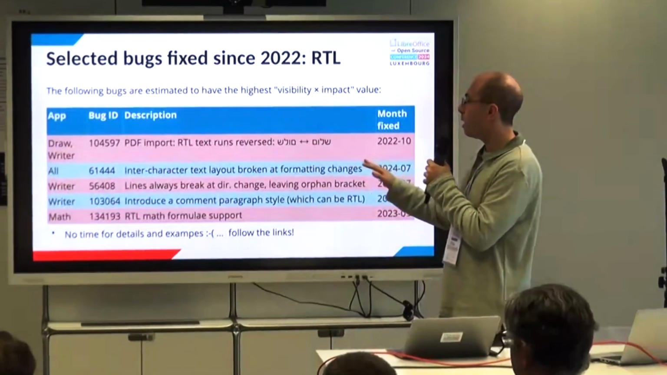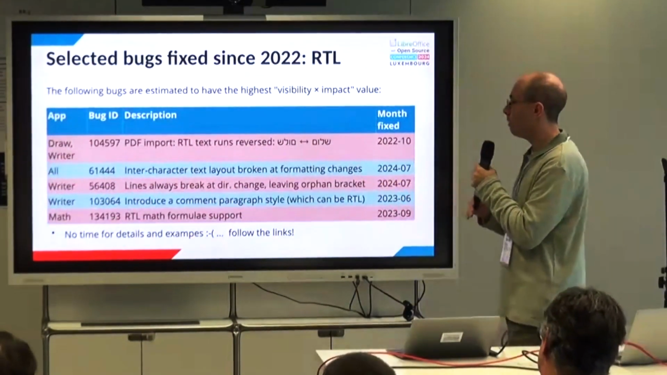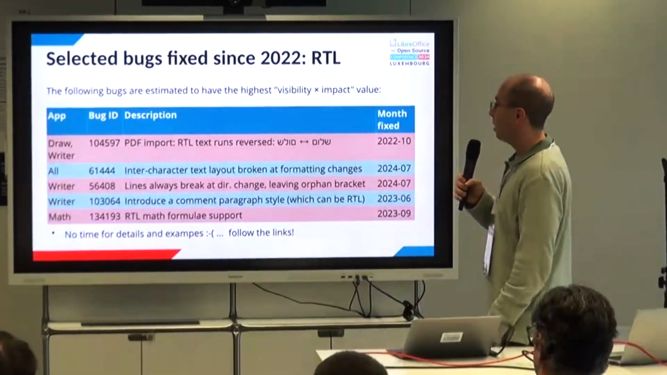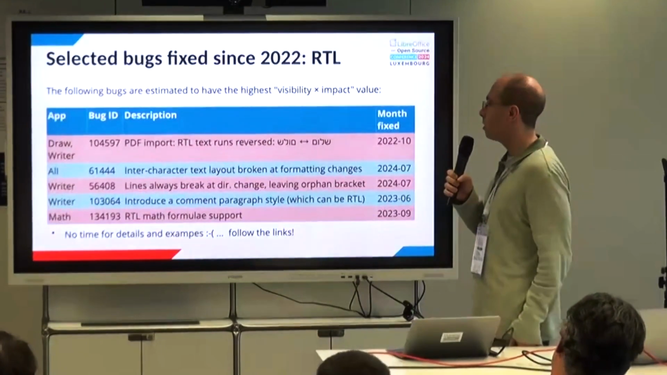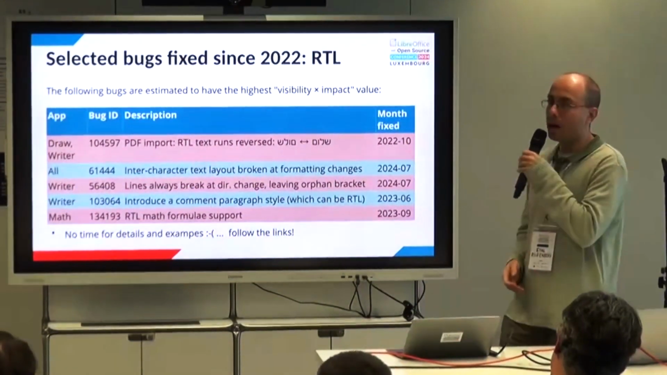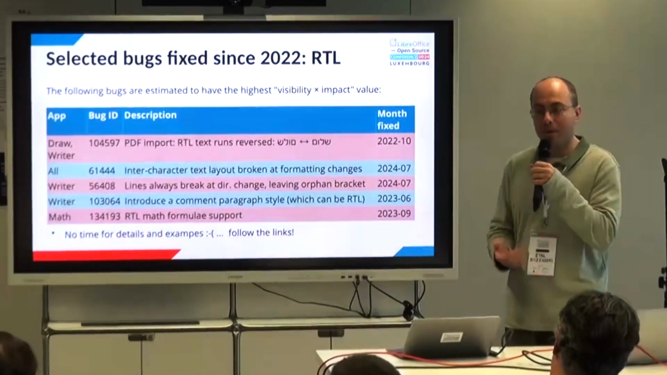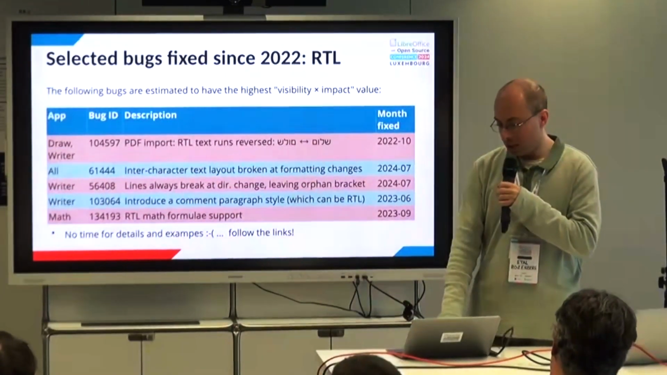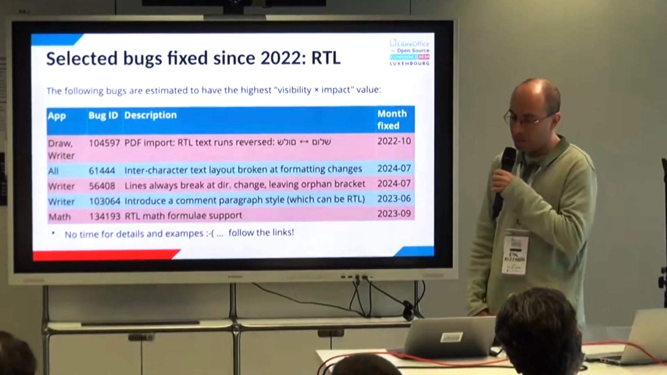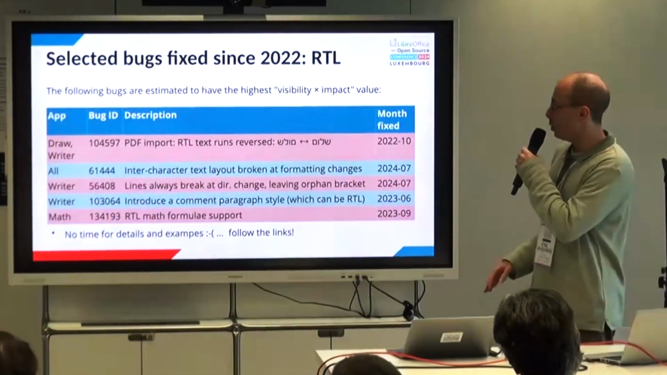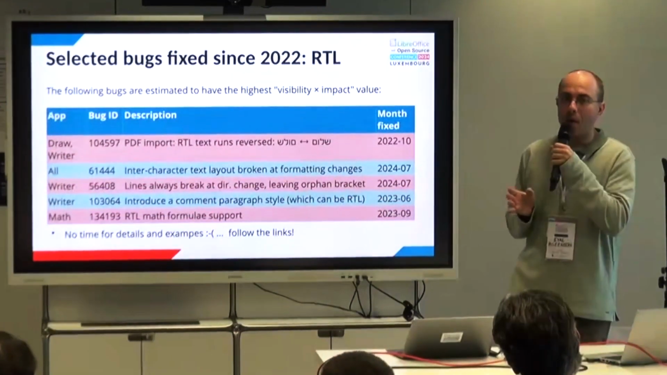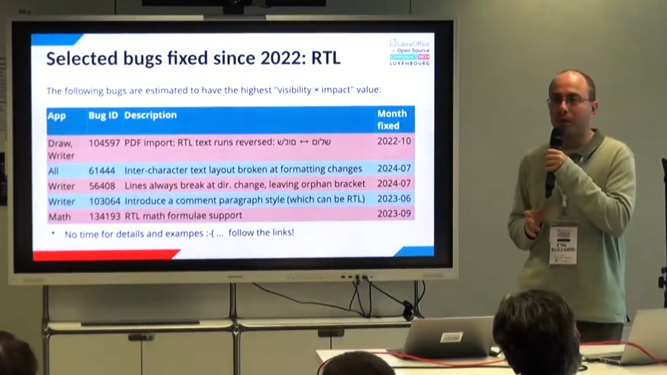The breakage when you change formatting within a stretch of text, then text layout can break. Also, line breaking issues when you have an orphan parenthesis at the end of a line, which is no longer the case. And something else, which is not a right-to-left bug fix, but is super useful, is that we now have a paragraph style for comments.